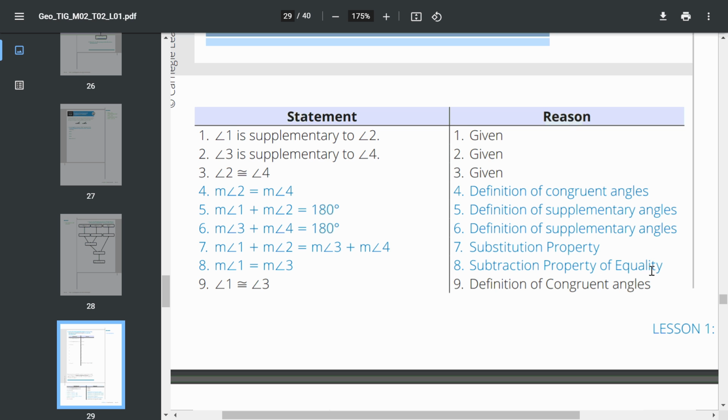Then by the subtraction property of equality, I can figure out that the measure of angle 1 is equal to the measure of angle 3, and that comes from the fact that I knew step 4, measure of angle 2 plus the measure of angle 4. Here, these are two equal amounts, and if I were to subtract them out, I am just left with the fact that the measure of angle 1 equals the measure of angle 3. Therefore, angle 1 is congruent to angle 3 by the definition of congruent angles.